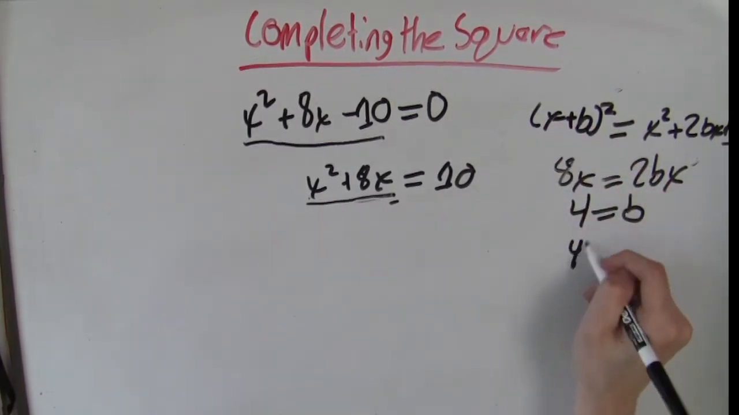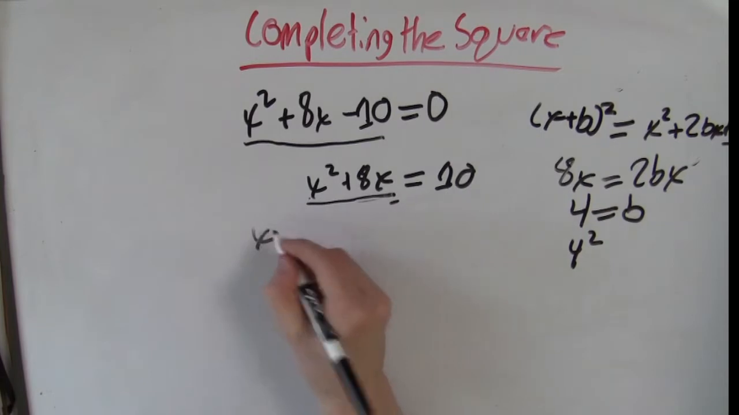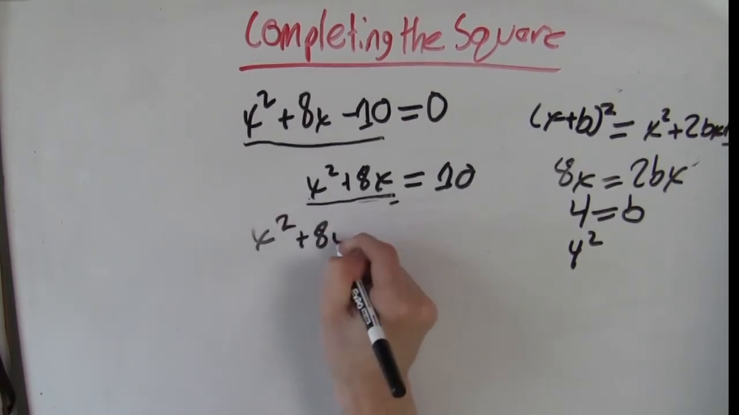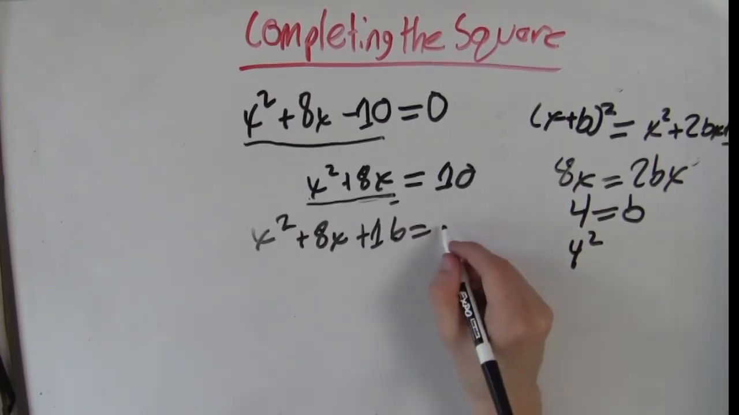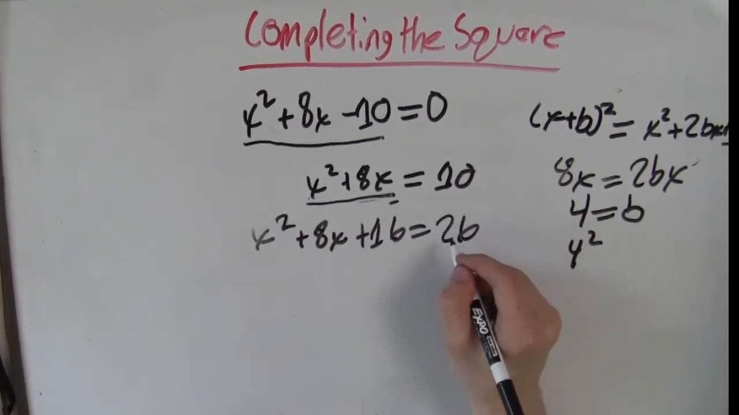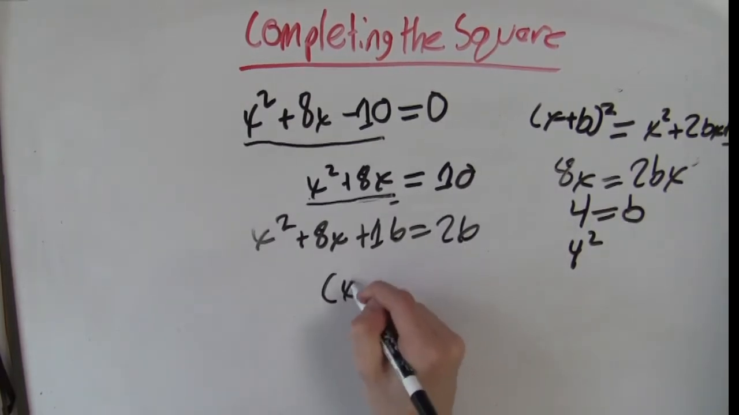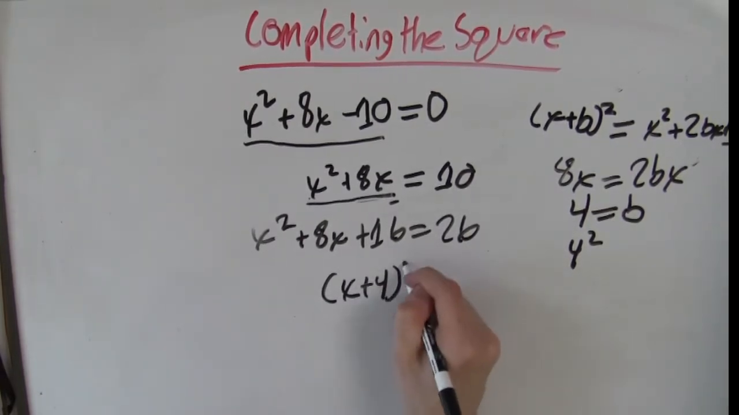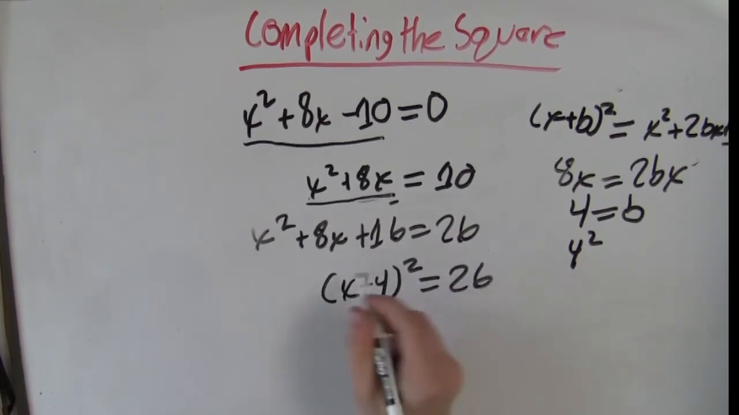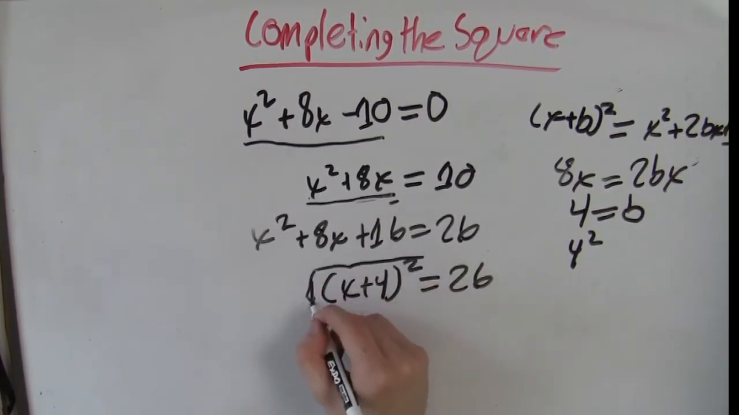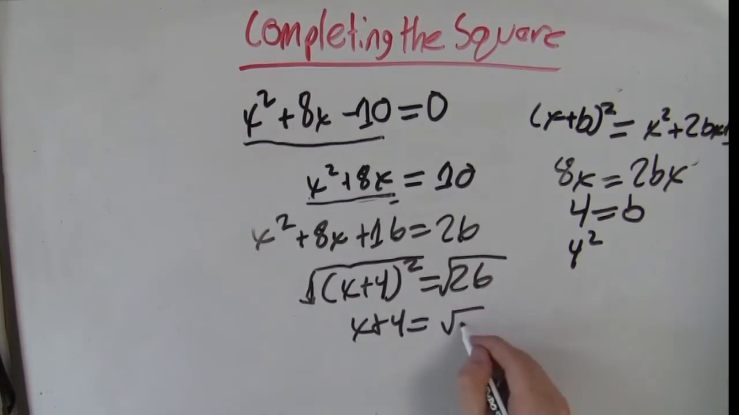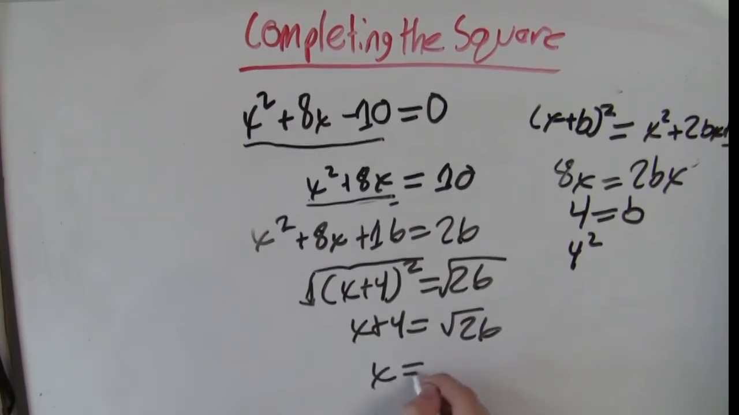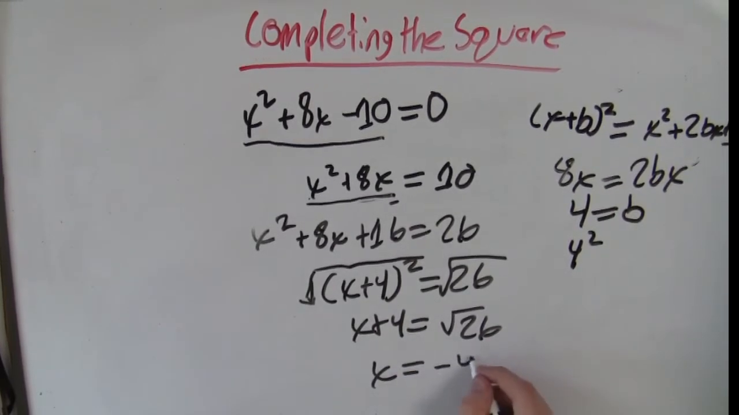So I need to add 4 squared, or 16. I add 16 to both sides, I get x squared plus 8x plus 16 equals 10 plus 16, which is 26, right? I can rewrite that as x plus 4 squared equals 26. I can take the square root of both sides. x plus 4 equals the square root of 26. x equals negative 4 plus square root of 26.